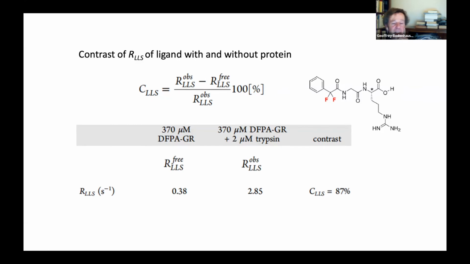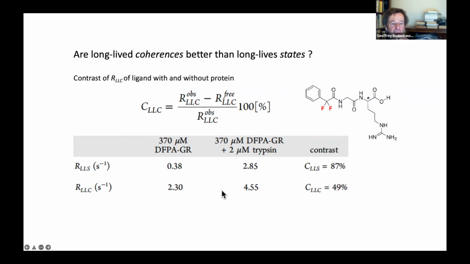Now, we were hoping that we could improve on this. In fact, we also tried long-lived coherences, which I briefly alluded to at the beginning of my lecture, rather than long-lived states. And we had, for some reason, the idea that if we define a contrast for long-lived coherences in analogy to the one we had before for long-lived states, then we would have a better result. Well, we did the two experiments, long-lived states and long-lived coherences, and you see that for the states, the populations, the contrast is pretty good, but for the coherences, the contrast is less favorable. So this was not a very good idea, and we have to work on how to improve the long-lived states.